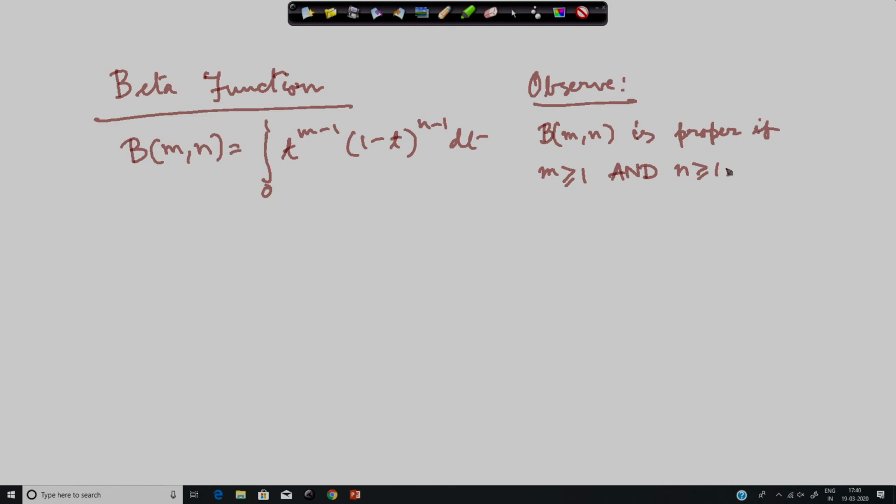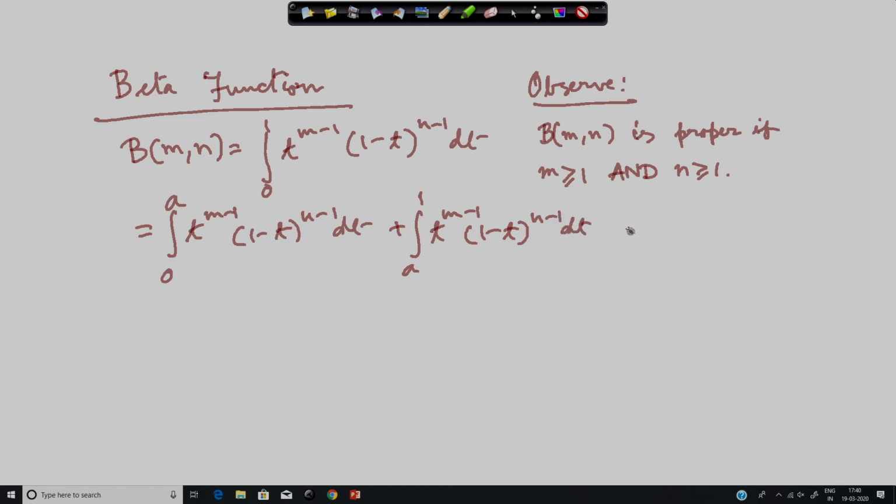In order to discuss the convergence of this integral, we have to break the range of integration into two parts, as was done for the gamma function. So, here also let me write 0 to a of the integrand, and then a to 1, dt. Now a is again a real number which lies between 0 and 1.